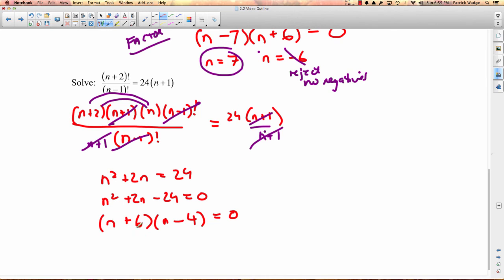What would make the first bracket equal 0? If n equals negative 6. What would make the second bracket equal 0? If n equals 4. You like both those answers? I don't. I'm going to reject this one because it's negative. So my only answer is n equals 4.